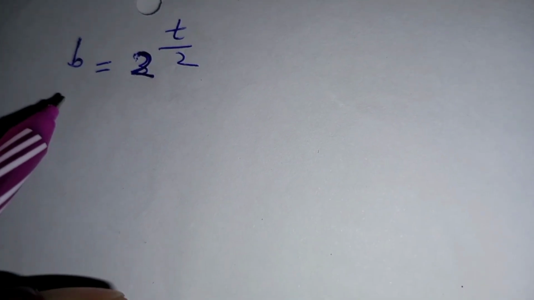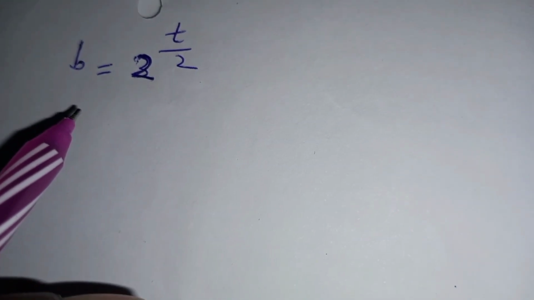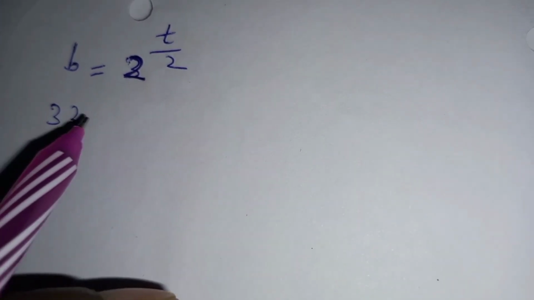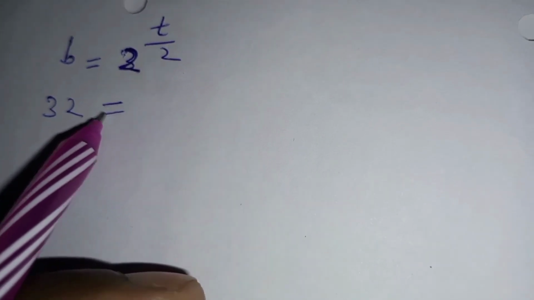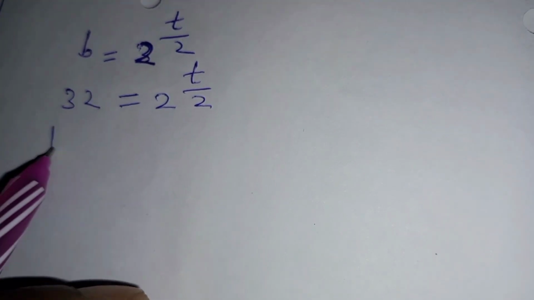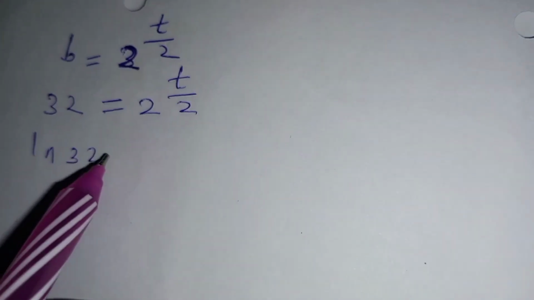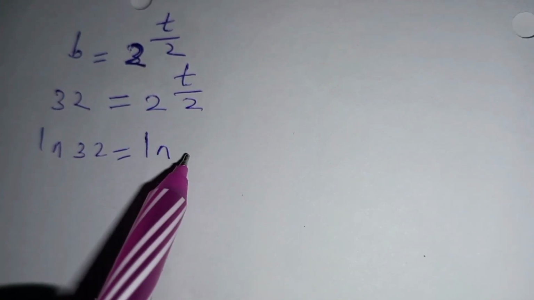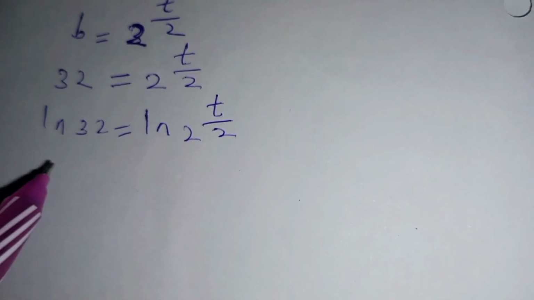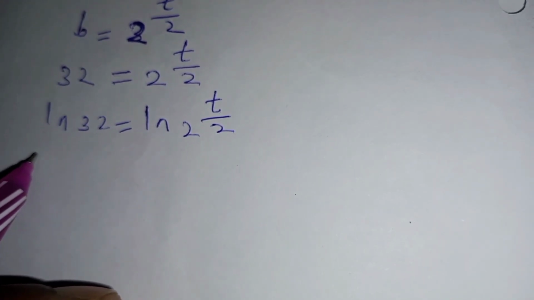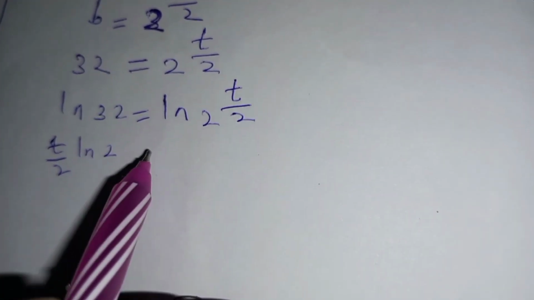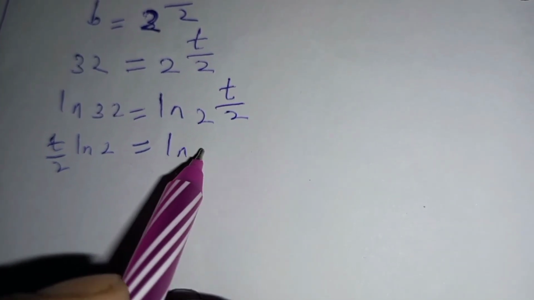Then we also have b is equal to 2 to the power of t over 2, and we obtained our value of b as 32. So 32 is equivalent to 2 to the power of t over 2. We take natural logarithm both sides so that you have ln of 32 is equal to ln of 2 to the power of t over 2. And we note that on the right hand side, the index can be brought in front so that we have t over 2 ln of 2.